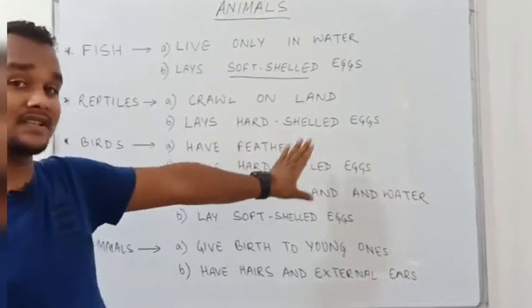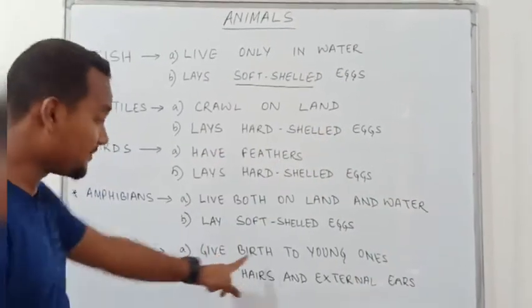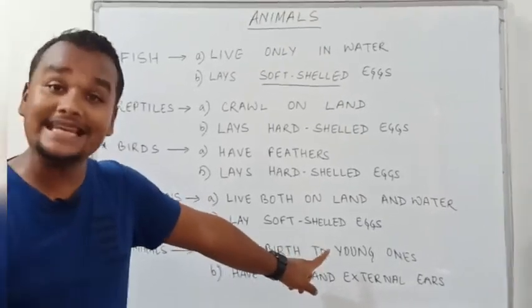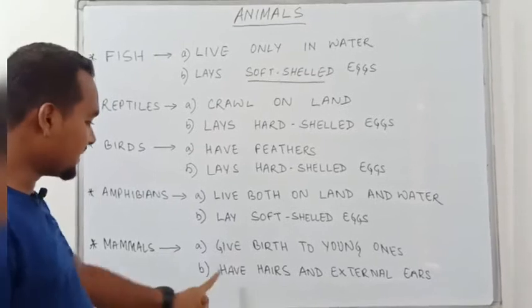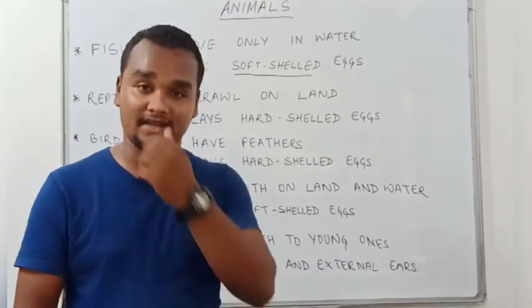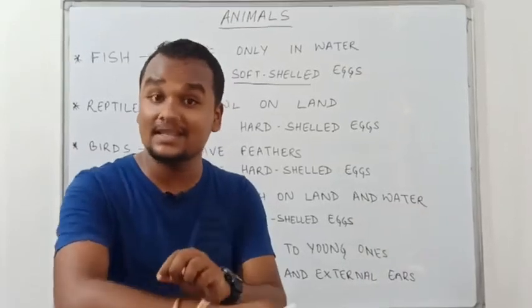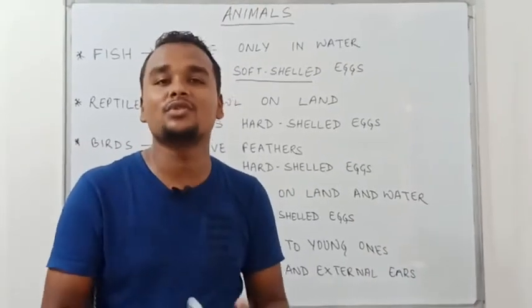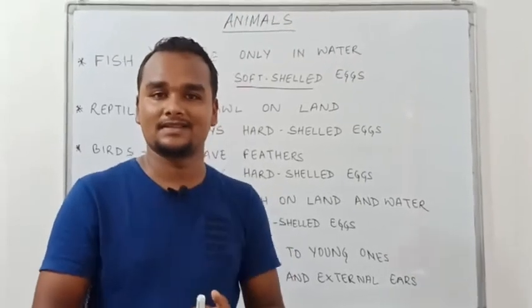Like the others which we have discussed till now, they all lay eggs. But the mammals, what do they do? They do not lay eggs. Instead, they give birth to their young ones. Then the next one, they have hair and external ears. Are we having hair? Yes. Do we have hair on our skin? Definitely yes. So these are also an active characteristic of all the mammals.